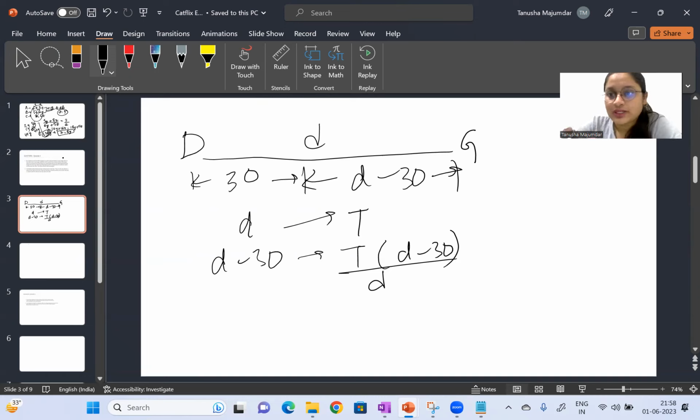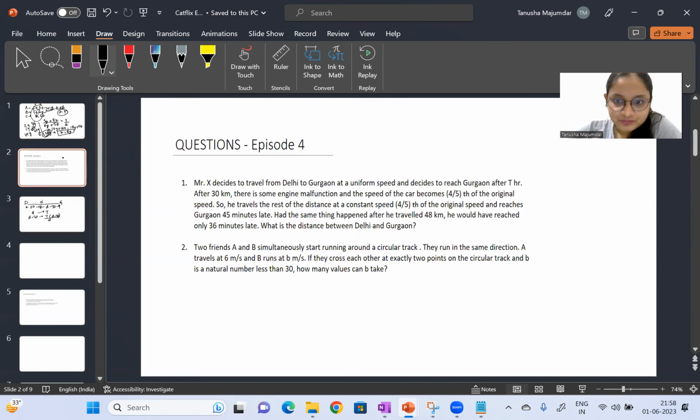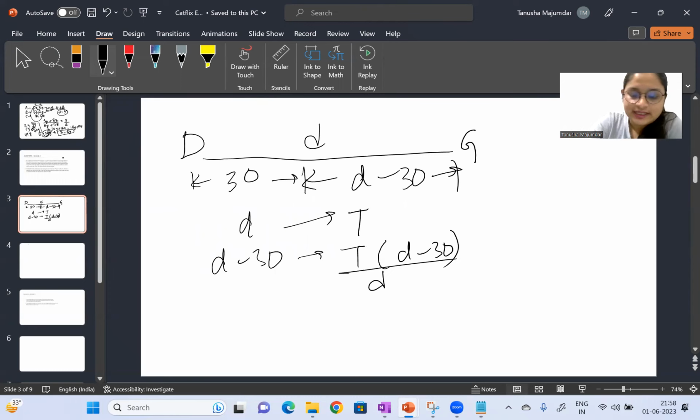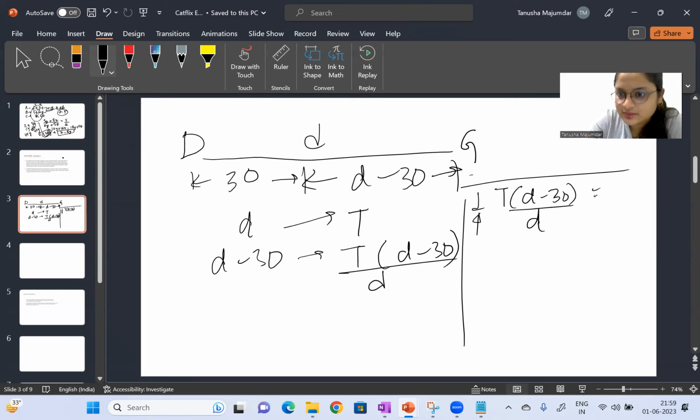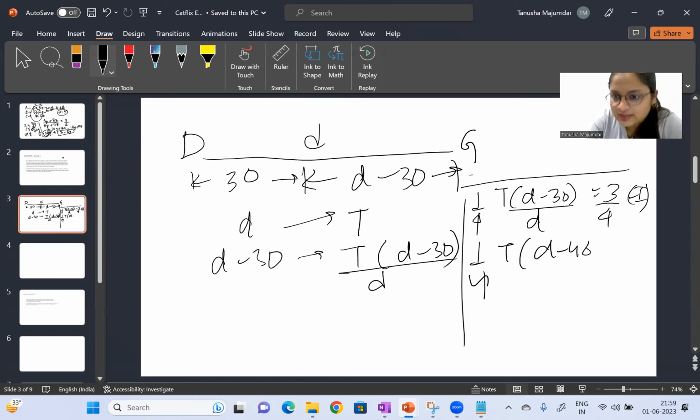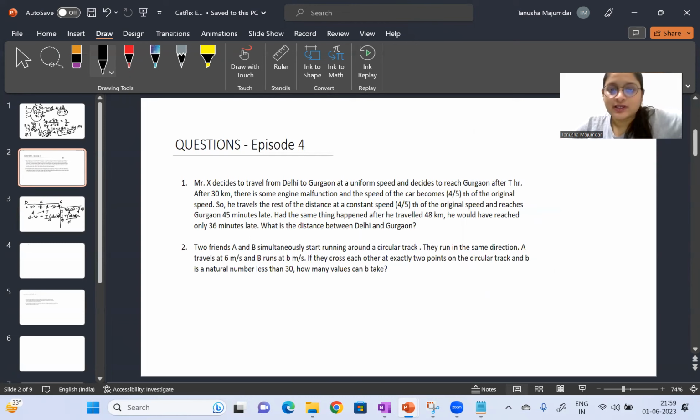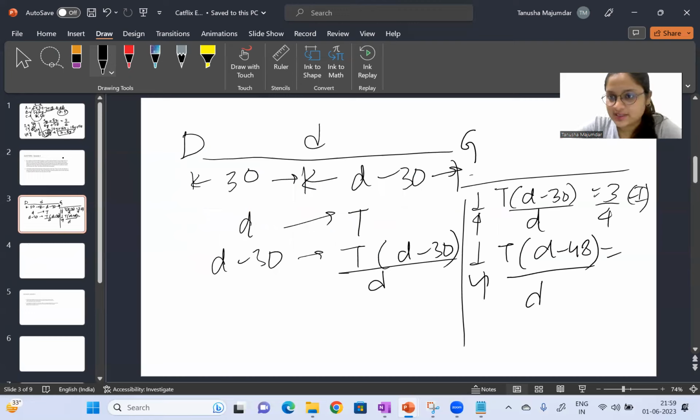And this 1/4 of the extra time, what is the exact time for that? It is 45 minutes. So can we do 45 by 60? In that case, what would happen? Let me write the equations here. You have 1/4 of T multiplied by D minus 30 divided by D equals 3 by 4, which is number 1, and then 1 by 4th of T multiplied by D minus 48 divided by D would be something else. So what is the equation? I'm writing 48 because you are already told that had the same thing happened after you traveled 48 kilometers. So in place of 30 kilometers, it is 48 kilometers here. So he would have reached only 36 minutes late, so it's 36 by 60.